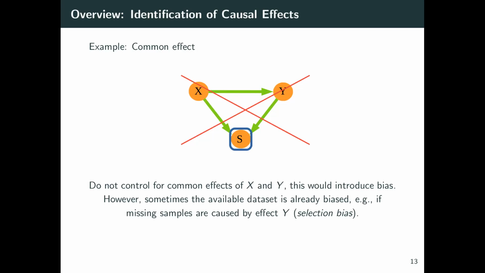For example, if your whole data set contains missing values, and the reason why values are missing is not just random, but it's caused by the factors X or Y. Mostly the problem is Y here. That introduces a bias, and this is a form of selection bias.